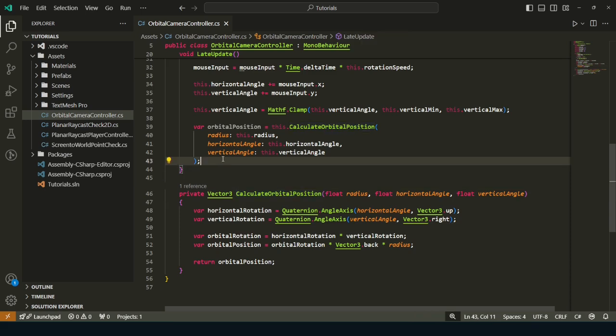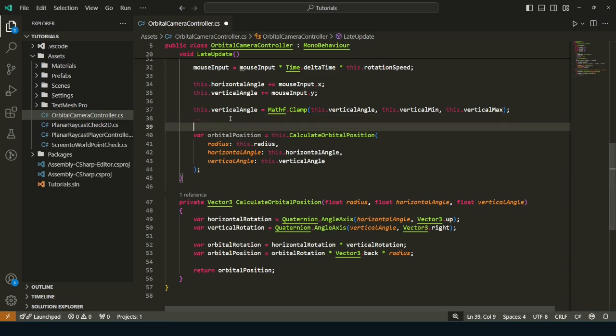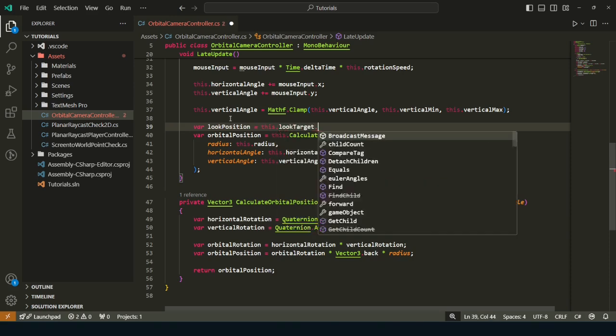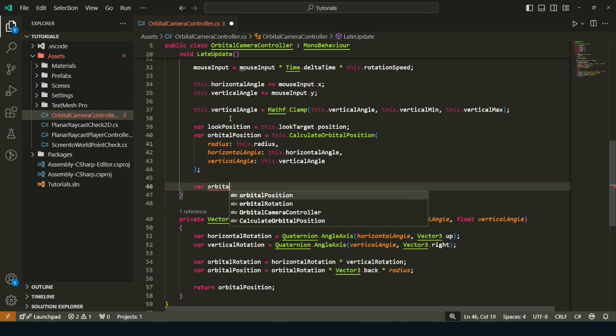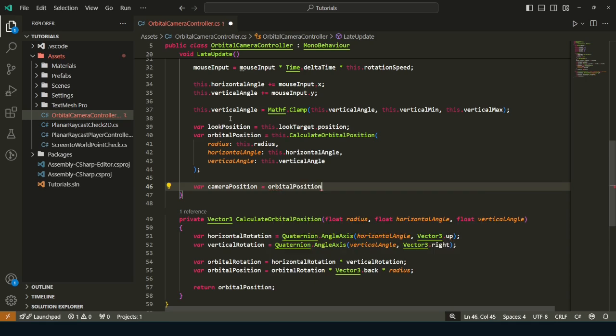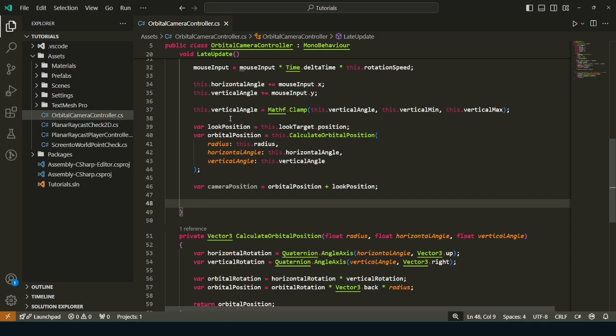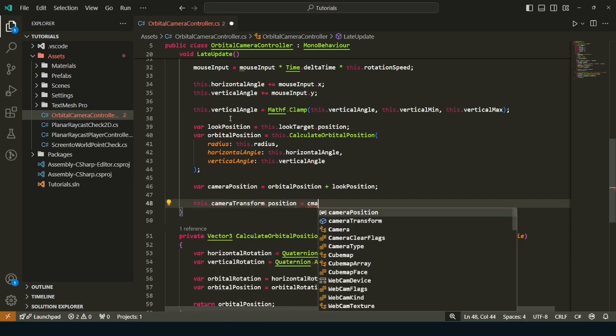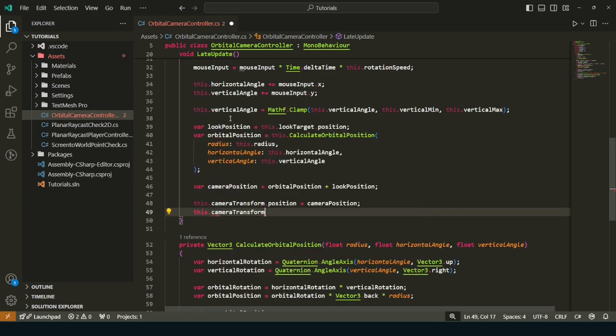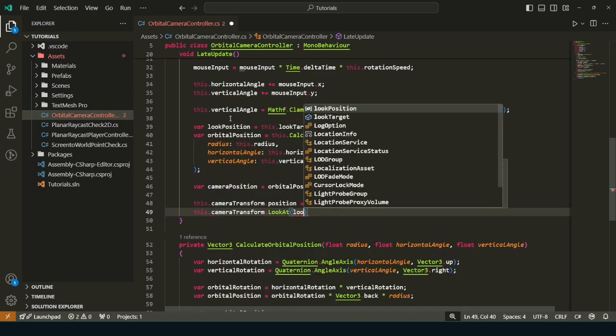So I have our orbital position now. Now we need to get some sort of relative, what are we actually trying to look at? So look position, look target.position, and then our final position that we actually are going to use, which is camera position. It's orbital position plus look position. So now what we need to do is this.cameraTransform.position equals camera position, and this.cameraTransform.LookAt(lookPosition).